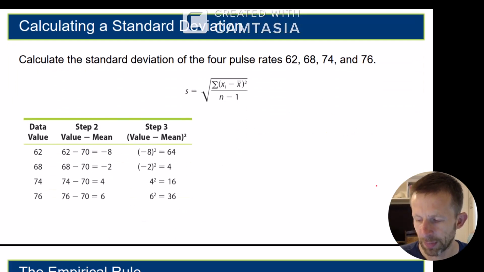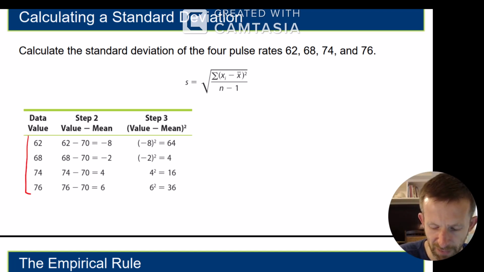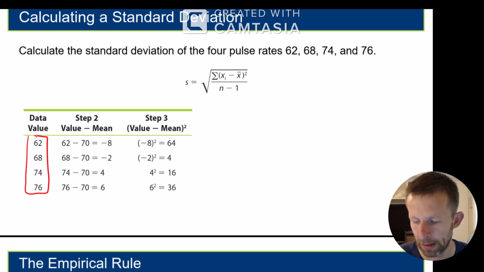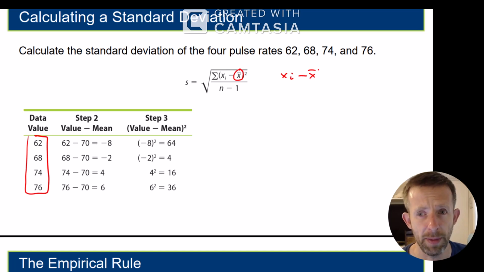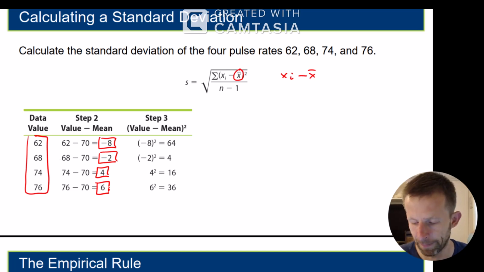All right. So we said the concept of a standard deviation is, on average, how far are my data points from the average? So here are my 4 data points. The first thing I'm going to do, this refers to individual data points. I want to know what is the distance from the mean. So my mean is 70. So 62 is 8 to the left of the mean. 68 is 2 to the left of the mean. 74 is 4 to the right of the mean. And 76 is 6 to the right of the mean.